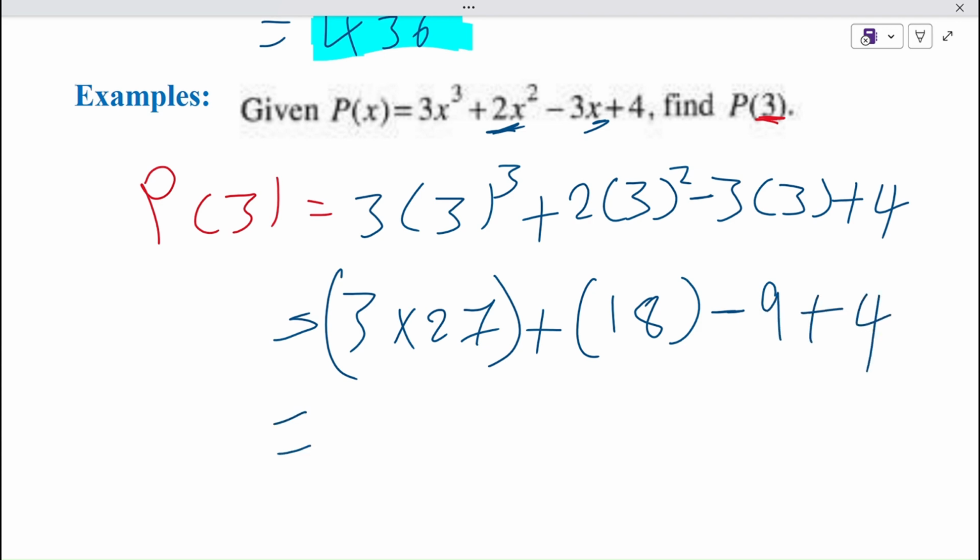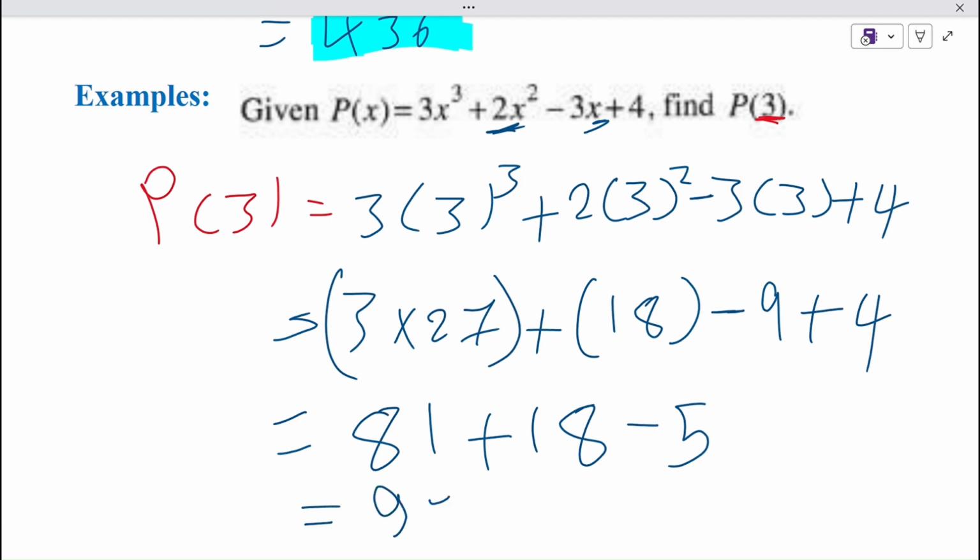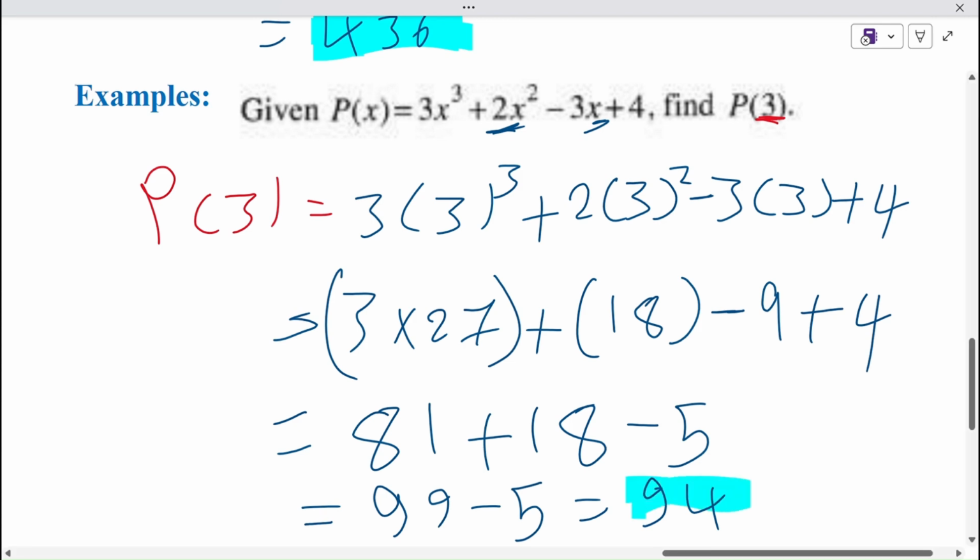Okay, now 27 plus 18 is 45, minus 9 plus 4 is minus 5. Let's add: 81 plus 18 is equal to 99. 99 minus 5 is equal to 94. Our remainder is 94 here.